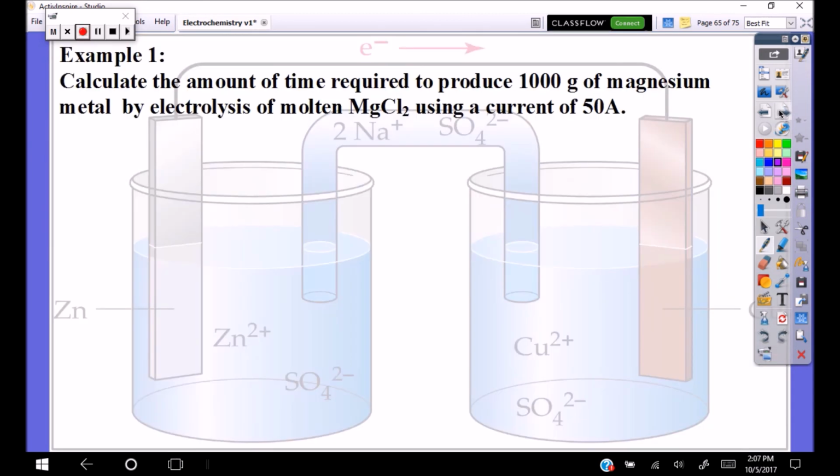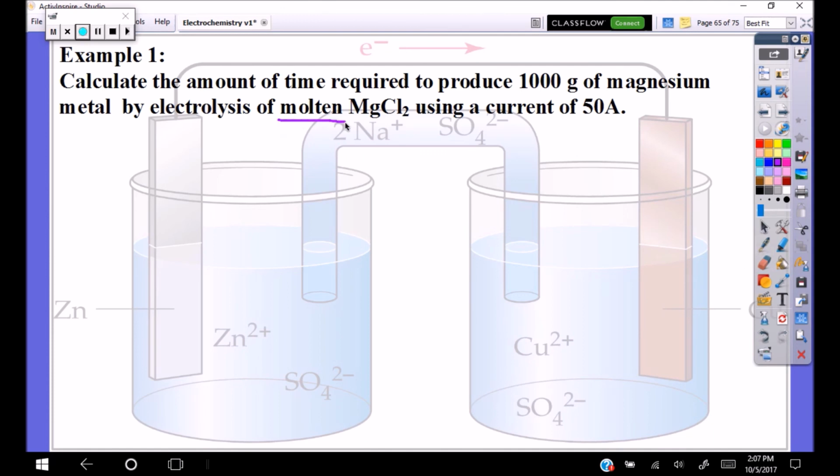All right. Next one, calculate the amount of time required to produce 1,000 grams of magnesium metal by electrolysis of molten MgCl2 using a current of 50 amps. All right, so this is a fun little one. We have to pay attention to some of the keywords and to the half reactions here because we need to look at our electrons and make sure everything's balanced out, which it should be.